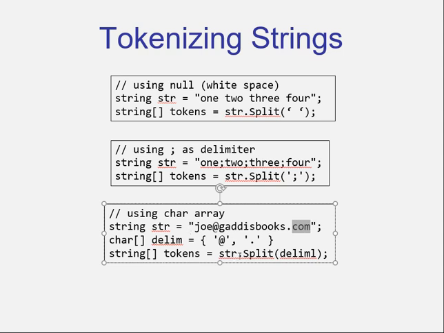So what that would do is take our string, our email address, and split it, using an array of delimiters here, which is our @ and our period. That would pull out Joe and put it in the first token, then it would put Gaddis books into the second element within tokens, and then finally it would put com into the last element of tokens, and would basically tokenize the email address. So it's a kind of neat little feature for how to pull apart a string into an array.